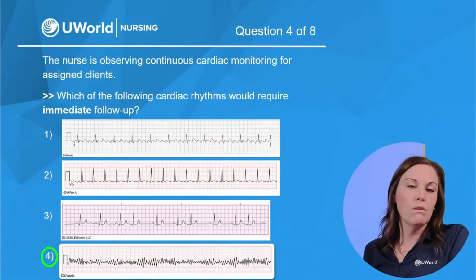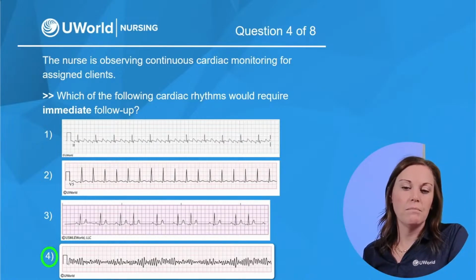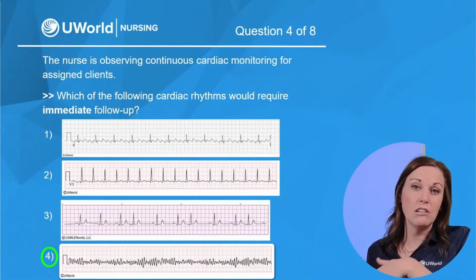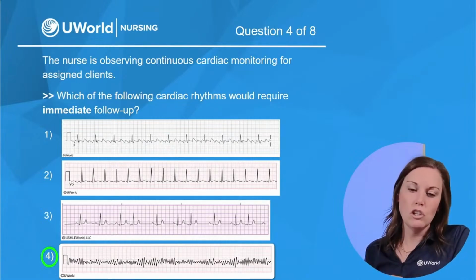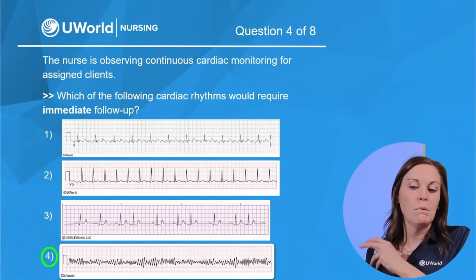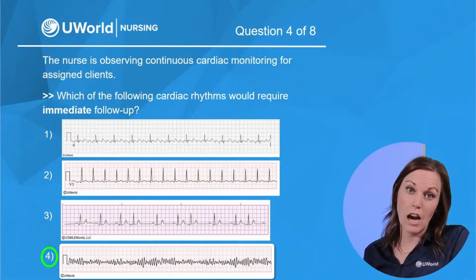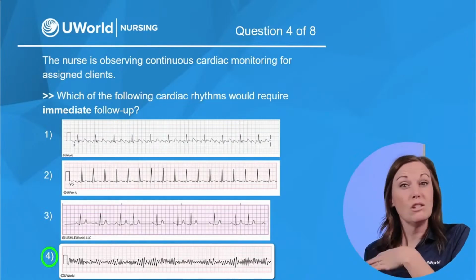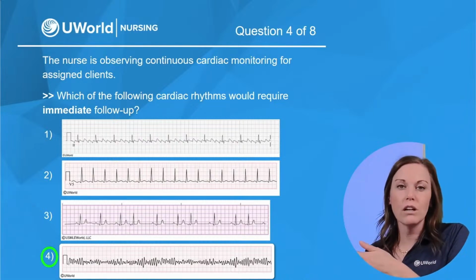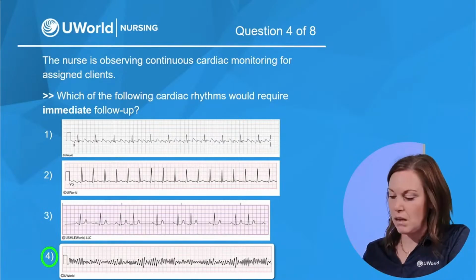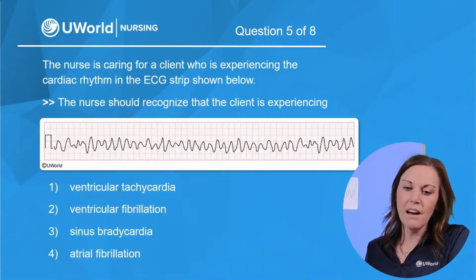So again, when we see VFib, we know we need to defib VFib. This is life-threatening. This is our priority. What we're seeing in option 1 is atrial flutter. Option 2, we're seeing sinus tachycardia. And option 3, we're seeing PACs, or premature atrial contractions. Good job, you guys. Options 1, 2, and 3 are dysrhythmias to monitor for and keep an eye on, but nothing that's immediately life-threatening like VFib is. Good work.